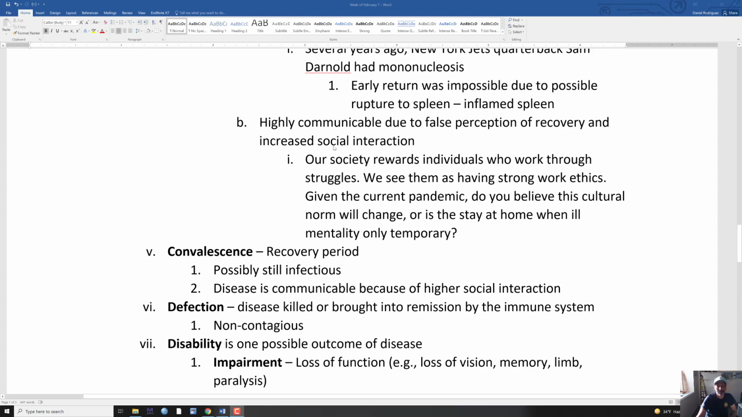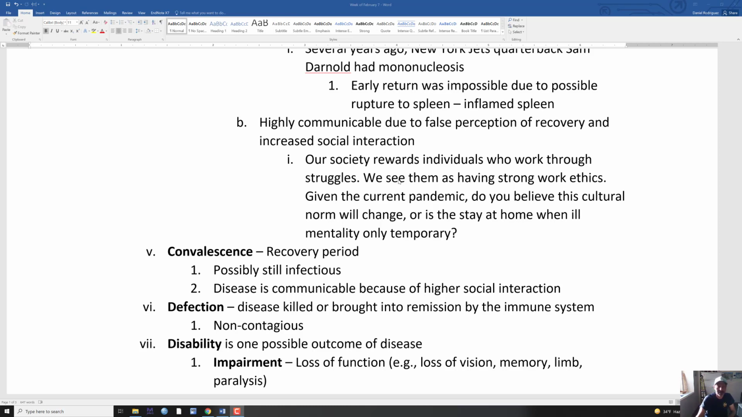Another important thing is that you're still highly communicable. We actually learned this from Ebola, where people would be communicable even after the worst symptoms went off, and they could actually pass Ebola through their sperm during sexual intercourse.